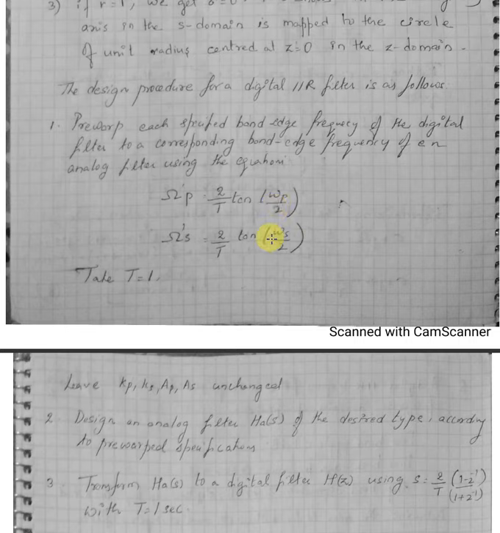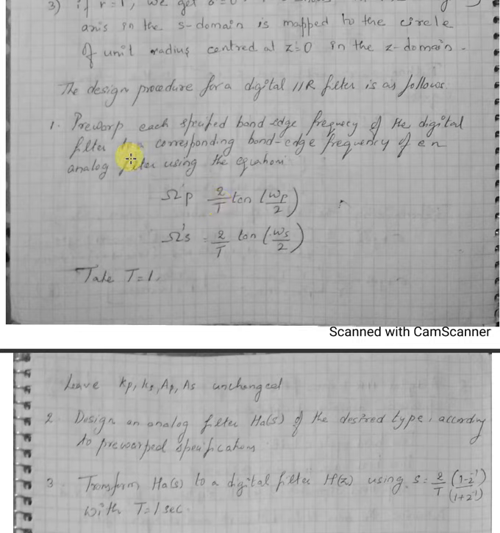Why? Because it is very convenient for the computation. If you have different values, the computation would become complex. So take the value of T as 1 here. Whatever values of kp, ks and Ap, As are given, leave them as they are. They do not change. Even if they have given kp, ks, you can find Ap and As from that.